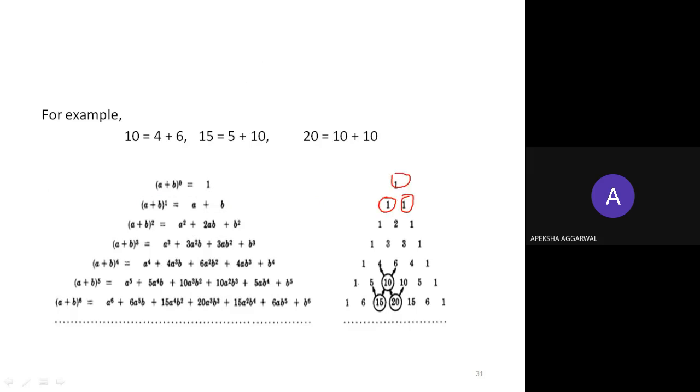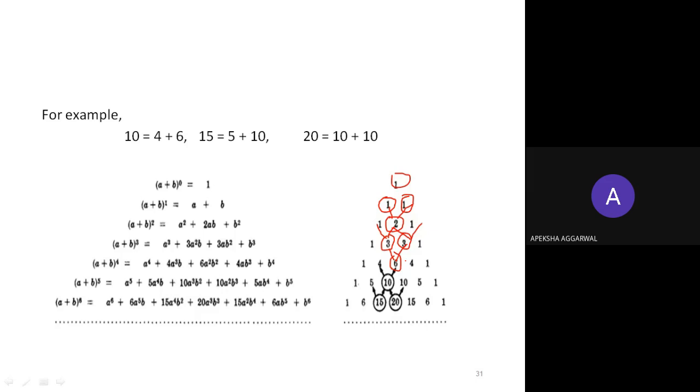Okay, and every number in the next row, this 2, is obtained by adding this 1 plus 1. This 3 is obtained by adding 1 plus 2. This 3 is obtained by adding 1 plus 2, and so on. The 6 is obtained by adding 3 plus 3. So every number is obtained by adding the numbers above it. Okay, this is called a Pascal triangle.